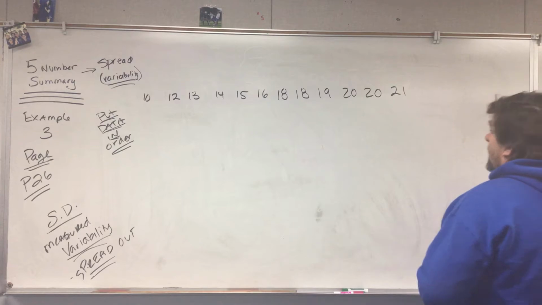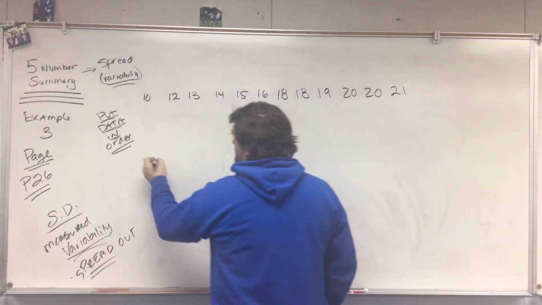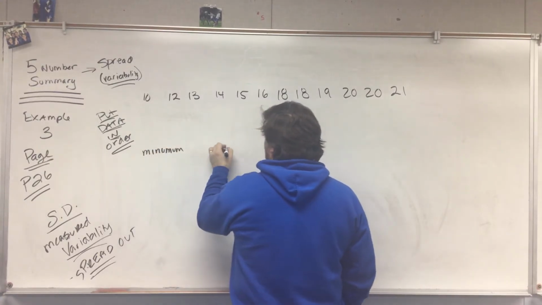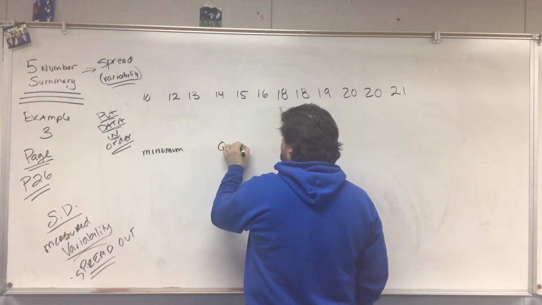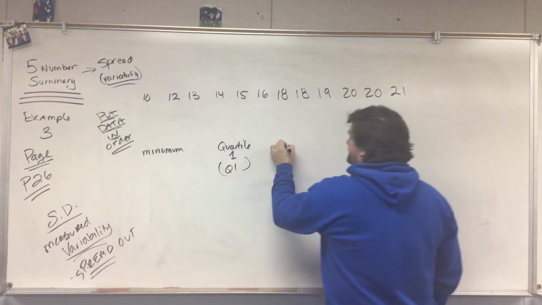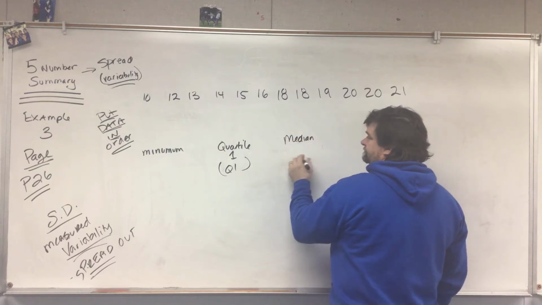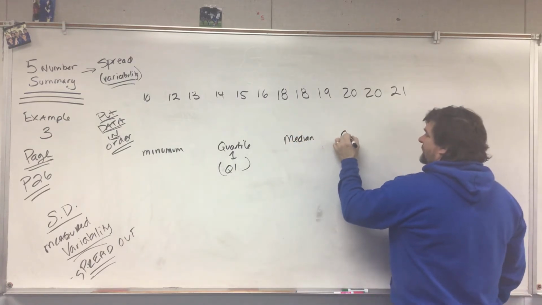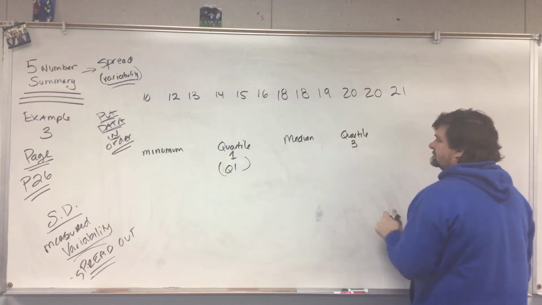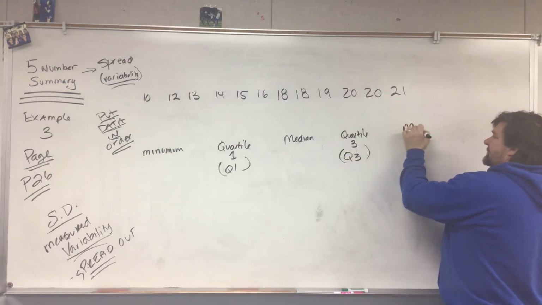So there's 5 things to the 5-number summary. There's the minimum. There's quartile 1, better known as Q1. There is the median. There is quartile 3, better known as Q3. And then the final one is your maximum.